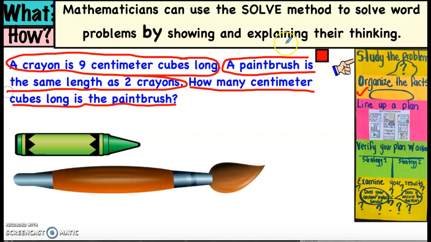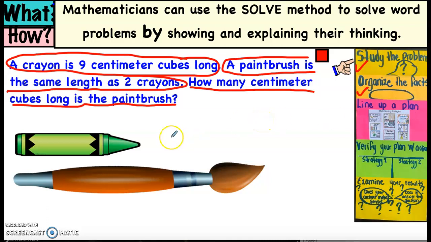So mathematicians, did you see how we studied a problem by asking ourselves and trying to find out what the problem is asking us to find? Did you see how we organize the facts by circling all important information? Now we need to line up a plan. Like, what strategies are we going to use to solve this problem?